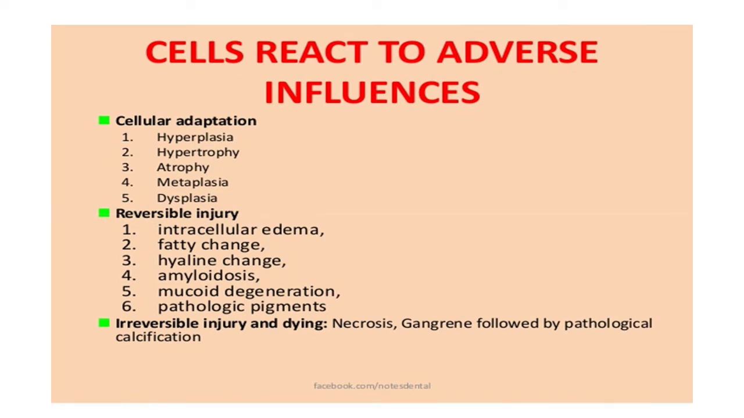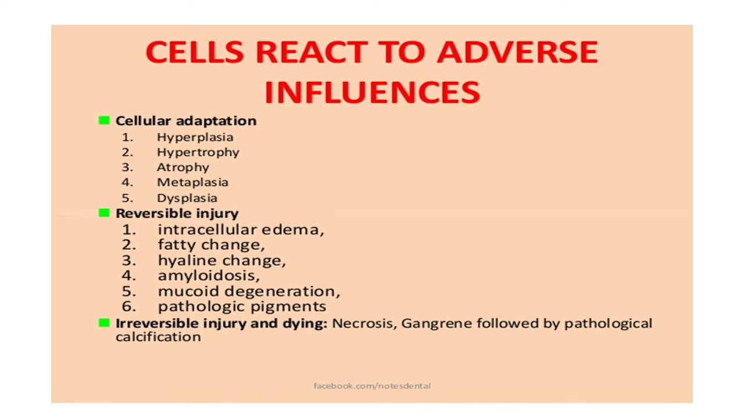If they go through reversible injury, after adaptation processes, the cell is still injured and something can be done about it. They go through intracellular edema. Okay, so within the cell, they swell. Fat change, they change the rate at which fat is accumulated. And then hyaline change, they also change in that form so that they can be reversible. They also have amyloidosis, we will look at them. Mucoid degeneration, pathologic pigments also happen.